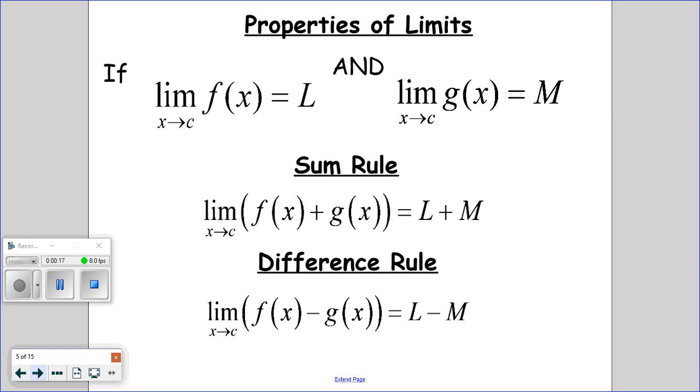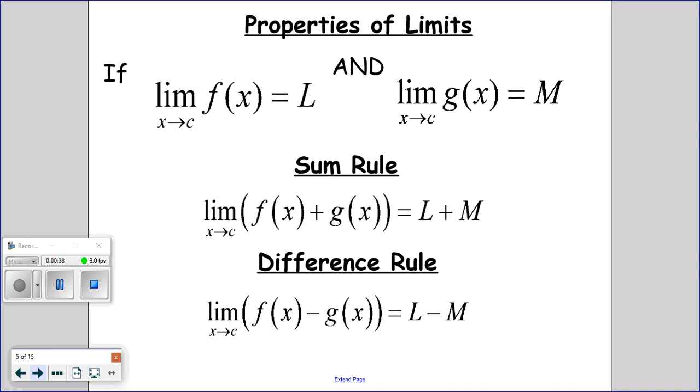Given the initial conditions at the top here, the limit as this function f, as x approaches some number c, has an answer that they're calling L. The limit of this second function g, approaching the same number, has an answer of m. And we use this to kind of show the breakdown here.